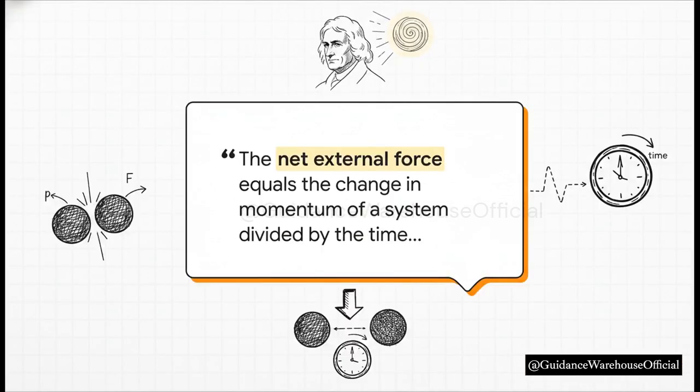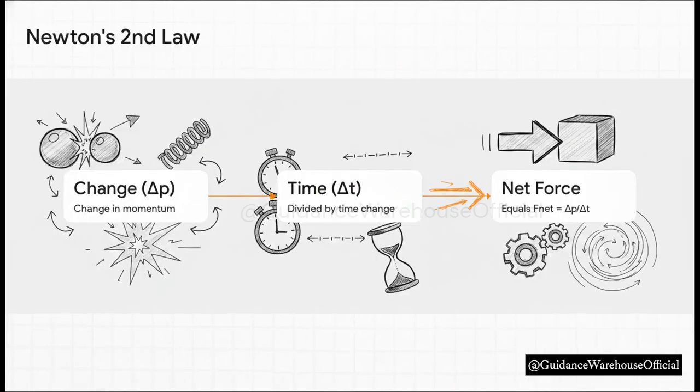Historically, Newton stated his law exactly like this. The net external force equals the change in momentum of a system divided by the time over which it changes. You see, Newton considered momentum so incredibly vital to the mechanics of the entire universe that he famously called it the quantity of motion. Let's break down Newton's original logic piece by piece.